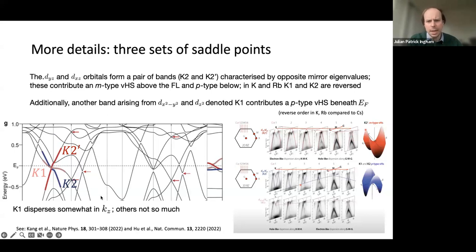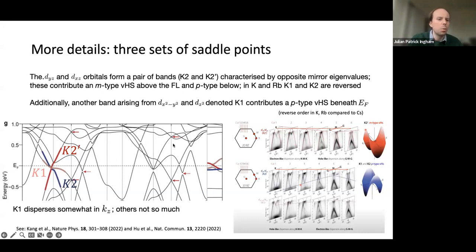In addition to these, there's another Van Hove singularity that originates from the dx squared minus y squared and dz squared orbitals. That's this pale red one, which gets denoted as K1 and contributes another P-type Van Hove singularity beneath the Fermi level. And there's some difference between the cesium-based compounds and the potassium and rubidium ones, which has to do with the different interlayer spacings between the three compounds, which means that the ordering of the K2 and K1 Van Hove singularities is swapped in cesium compared to potassium and rubidium.